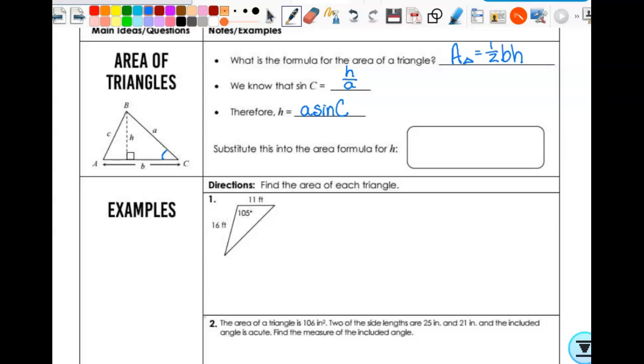Okay? So I can substitute. I've got h is equal to a times the sine of C, and I have an h right here. So instead of the height, I can just substitute in a times the sine of C, but I'm going to switch the order of a and b. So the formula looks like this. Area of the triangle equals 1/2 a times b times the sine of angle C.